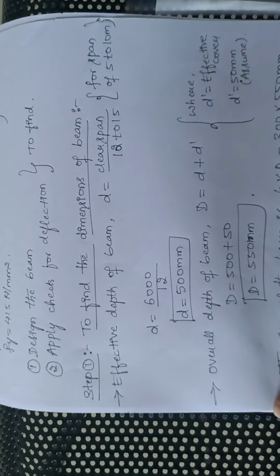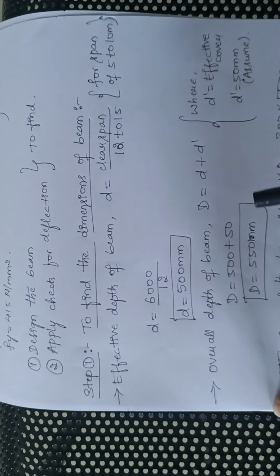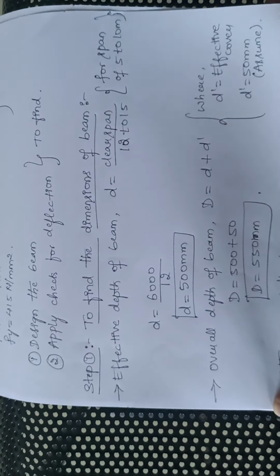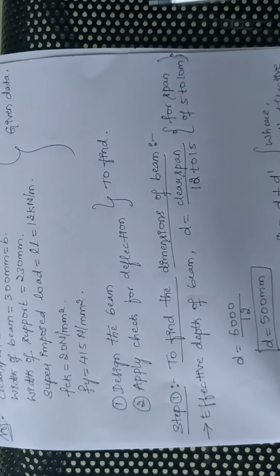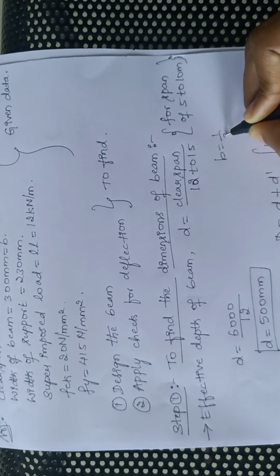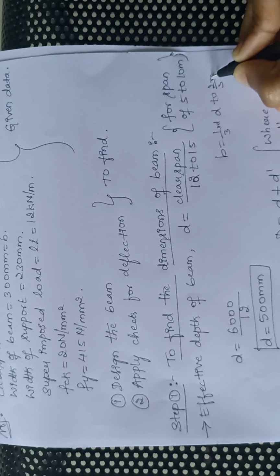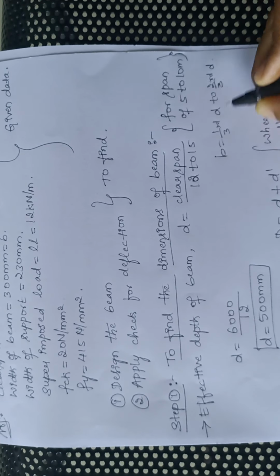Hence, as the width of the beam is directly given in the question, whatever the width that is given, that itself we will be keeping. If the width is not given, by that time we can take the width of the beam in between 1/3 times of d to 2/3 times of d. So where d represents the effective depth.